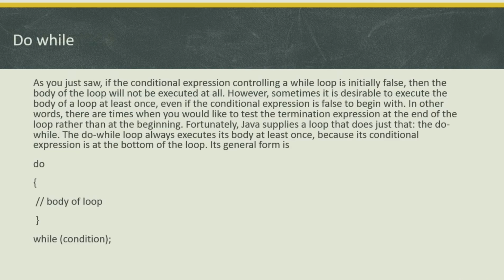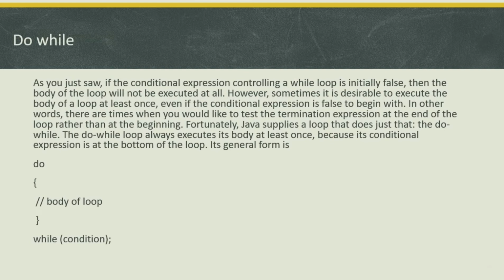Do while. As you just saw, if the conditional expression controlling a while loop is initially false, then the body of the loop will not be executed at all. However, sometimes it is desirable to execute the body of a while loop at least once, even if the conditional expression is false to begin with. There are times when you would like to test the termination expression at the end of the loop rather than at the beginning. Fortunately, Java supplies a loop that does just that.